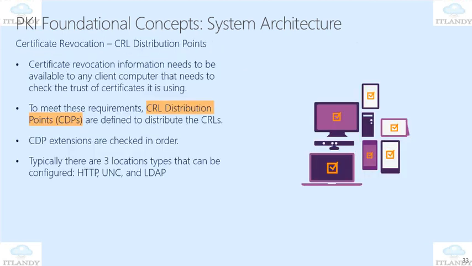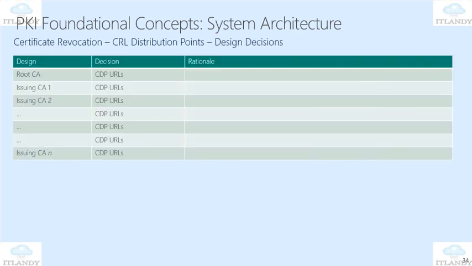Next is the distribution point. Certificate revocation information needs to be available to any client, any computer, yeah, if they need to use the CA. To meet this requirement, we have something called distribution points, or CDPs, which are defined to distribute the CRLs. Yeah, CDP extensions are checked in order. Typically, there are three location types that can be configured: HTTP, UNC, and LDAP. Similar to the previous one, decide on your CDP URLs for each of the CAs, issuing CA, and so on.